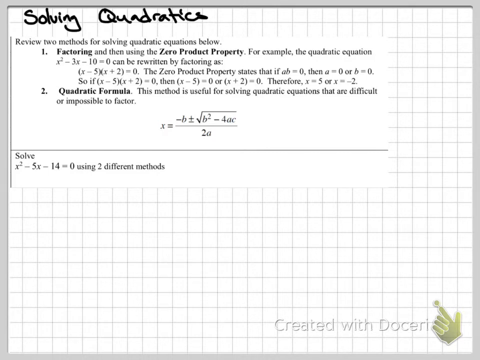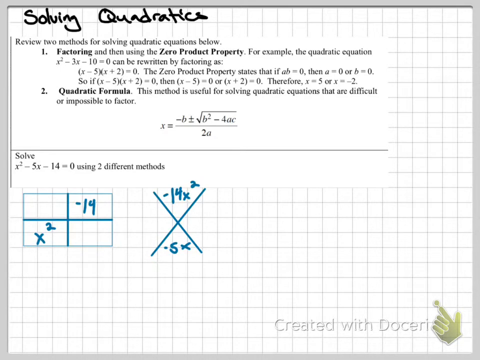So we want you to solve x squared minus 5x minus 14 equals 0 using the two different methods. So why don't you try factoring that, see if you can remember how to factor, and then do zero product property, and then pause your video, and when you unpause it, you'll be able to check your answer with mine. So first try factoring and zero product property. Pause your video.